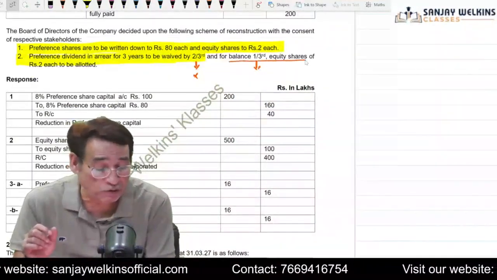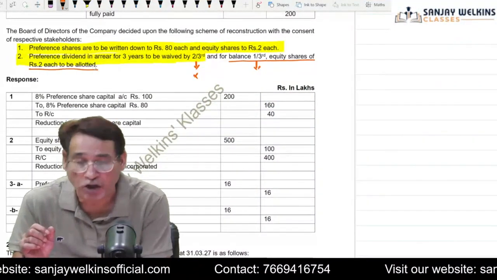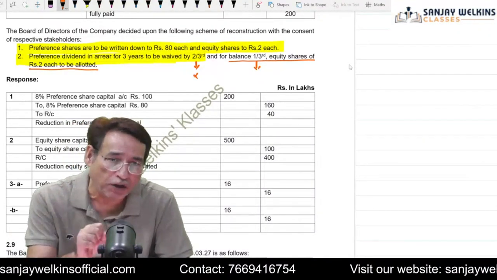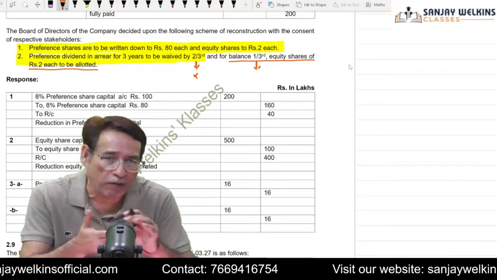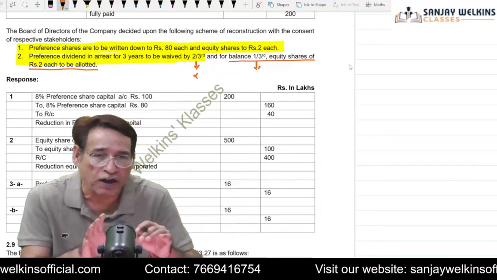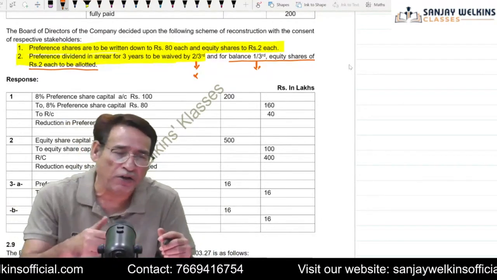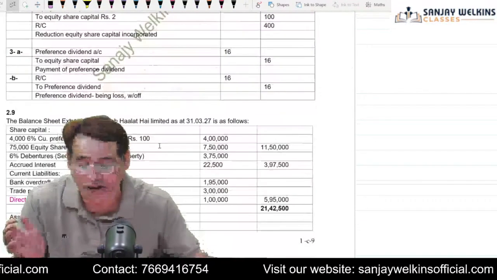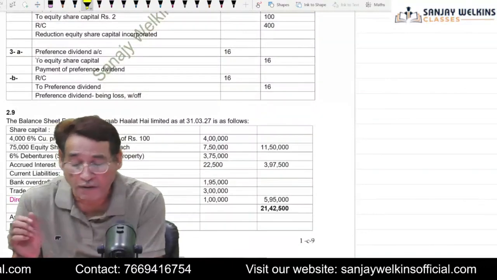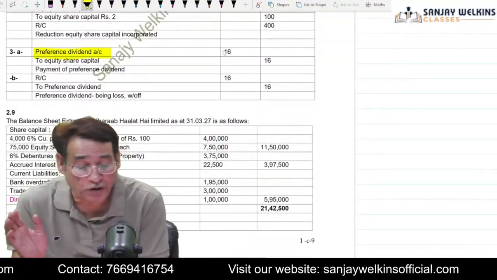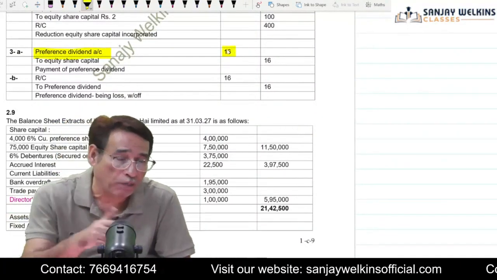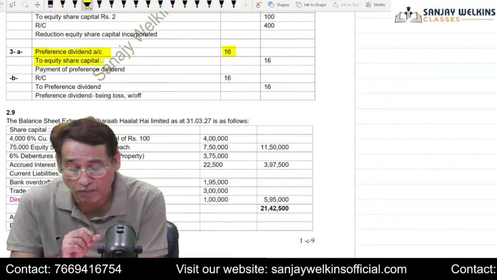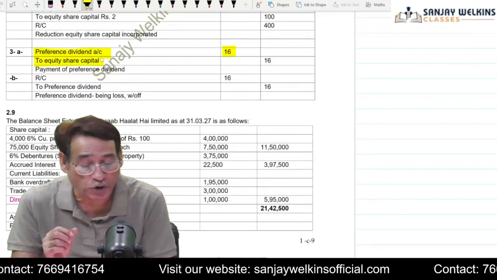For the balance, one-third, equity shares of 2 each will be allotted. Correct? Whatever one-third of preference dividend will be there, you will pass the entry, first of all, preference dividend account debit to equity share capital, and then immediately write the entry reconstruction account debit to preference dividend. I hope it is clear here. I have written the entry just for your sake. I am showing you. Preference dividend account debit, your amount of dividend which you are paying, one-third of total dividend will be equal to 16 lakh. Then you are discharging the dividend this time through issue of equity shares.